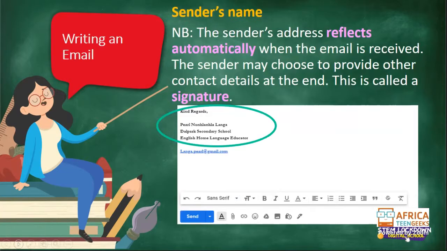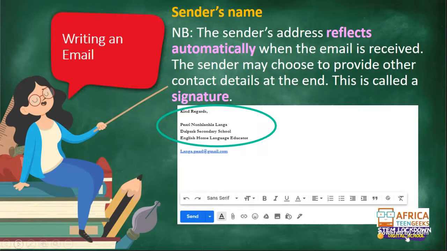The sender's name. After your message, you would have the sender's name. The sender's address reflects automatically when the email is received. The sender may choose to provide other contact details at the end. This is called a signature. Once you have written your email, you have to sign it off, and with an email we usually use "kind regards" as a closing. So you would have kind regards, comma, then you write down your name. That is an example of my signature there on the screen.